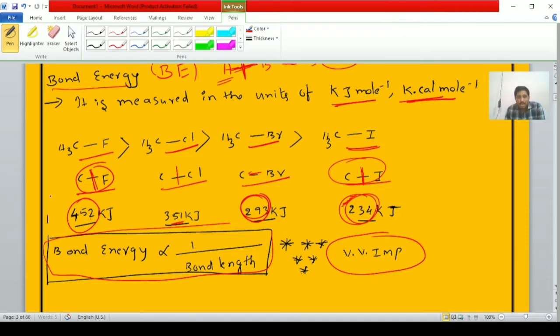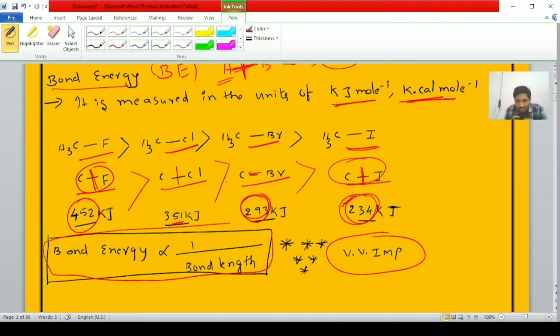The carbon-fluorine bond has the lowest bond length, hence it has the highest bond energy. The carbon-iodine bond has the highest bond length, hence it has the lowest bond energy. Why? Because, students, as the bond length increases, bond energy decreases.